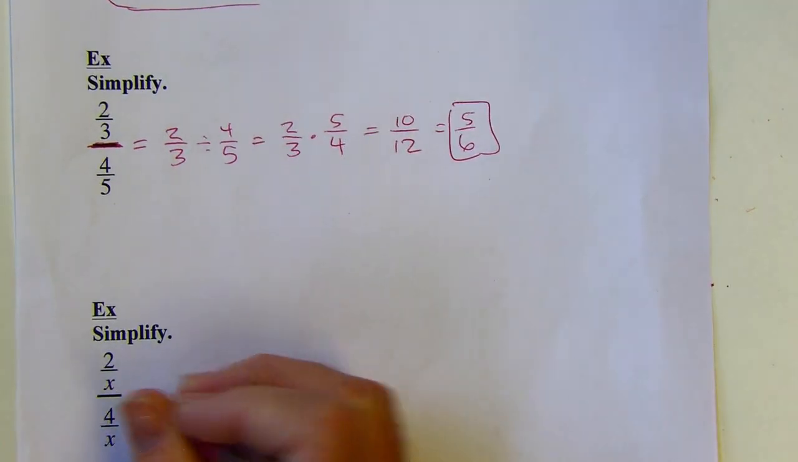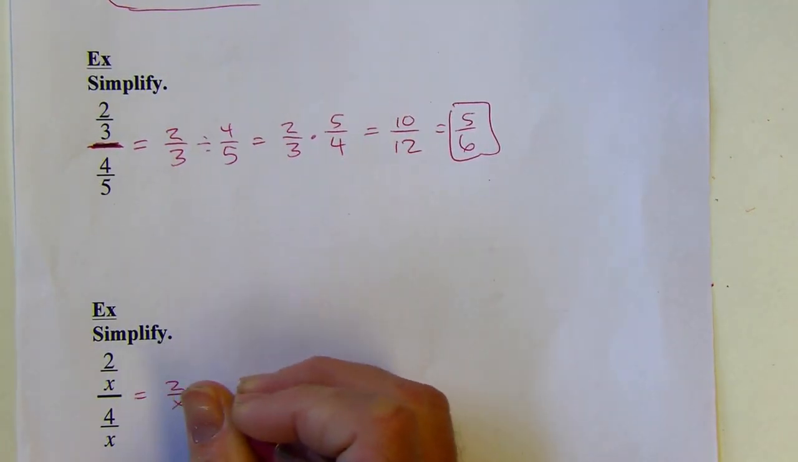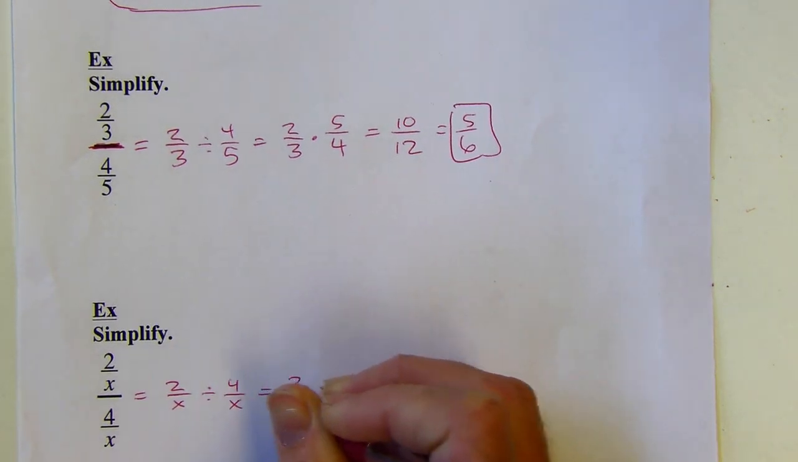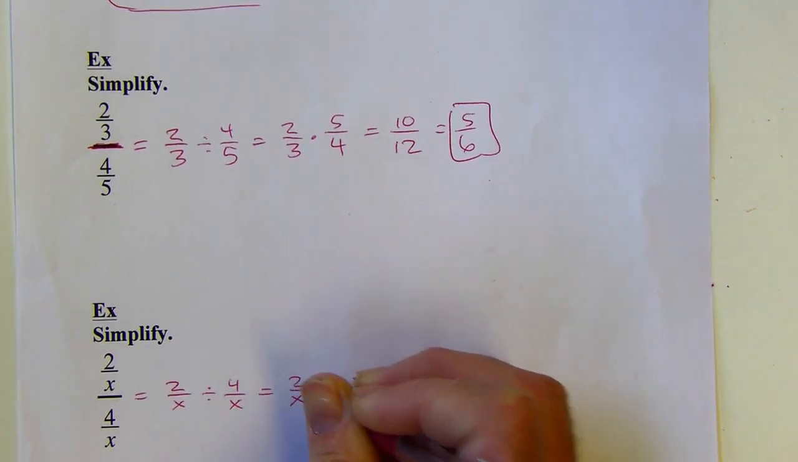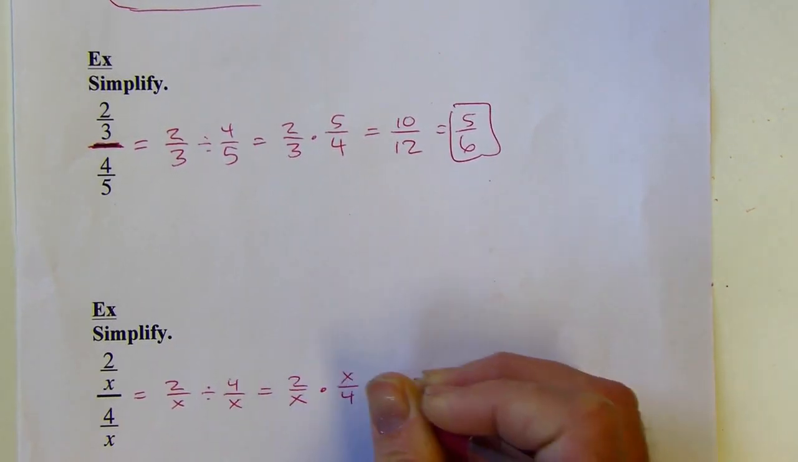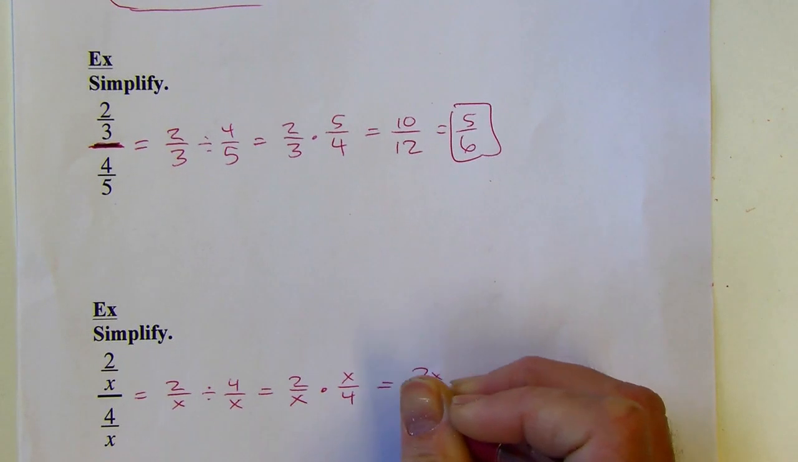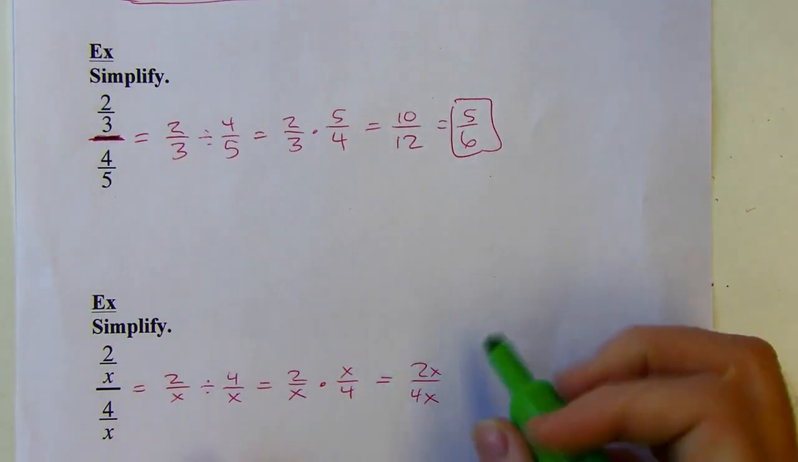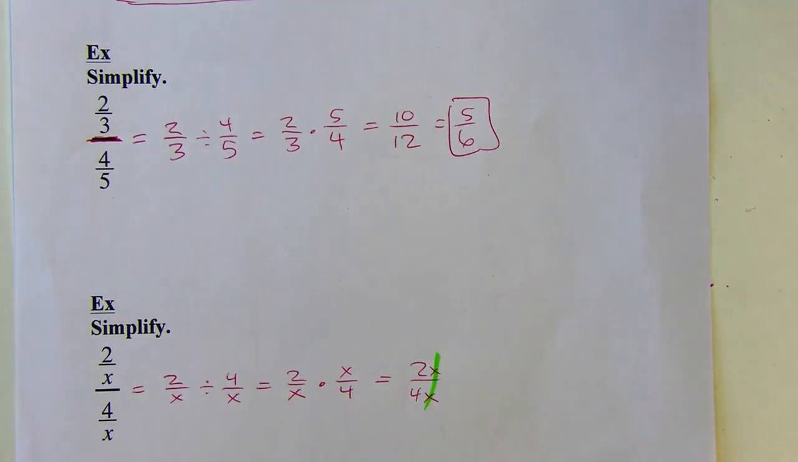Okay. All right, let's try this one. So again, I'm going to write this as division and then as multiplication. Okay, and then I'm going to get 2x over 4x. And then we can reduce a little bit. In fact, the x's are just going to cancel, right? And then I've got 2/4, which equals 1/2.